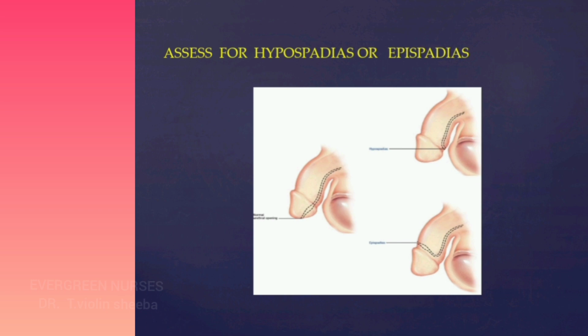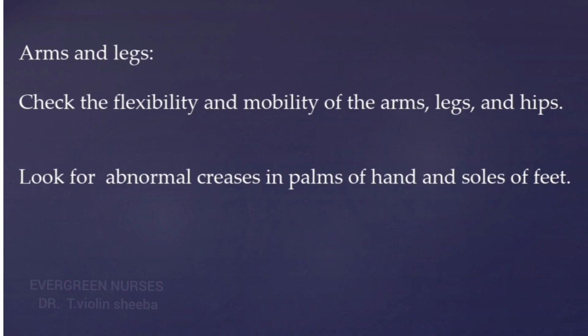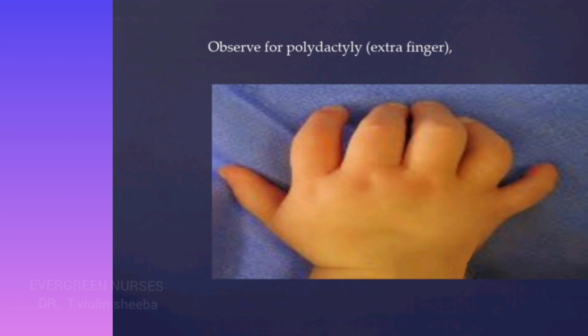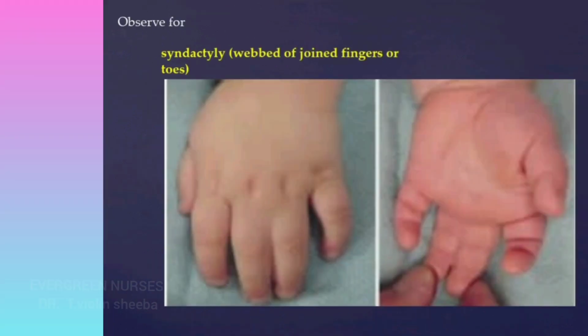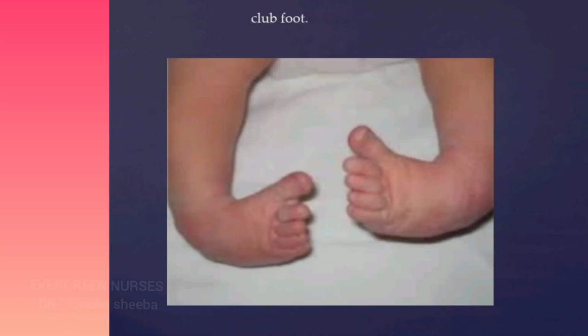After assessing the genitalia, we have to assess the extremities. Assess the extremities for the range of motion like flexibility, mobility. Both upper and lower extremities should be assessed properly. Then we have to assess the hands for any extra fingers, that is called polydactyly. Assess the hand for any evidence of syndactyly, that means webbed fingers. Then assess for congenital anomaly of the foot like clubfoot.